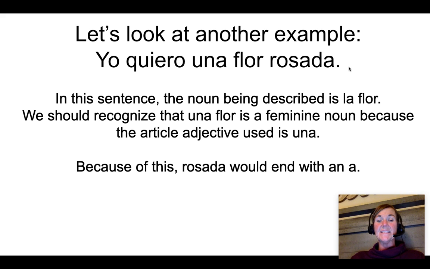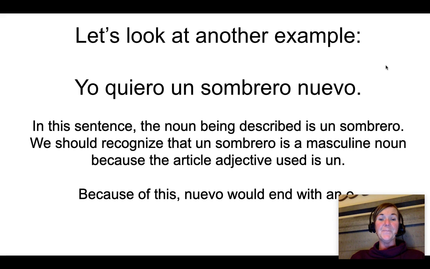So in this sentence, the noun being described is, and this should not be la, it should be una flor. We should recognize that una flor is a feminine noun because the article adjective is una right here. And so because of this, rosada would end with an A. So when we originally think of the color for pink, rosado, but then una would make it change to an A.